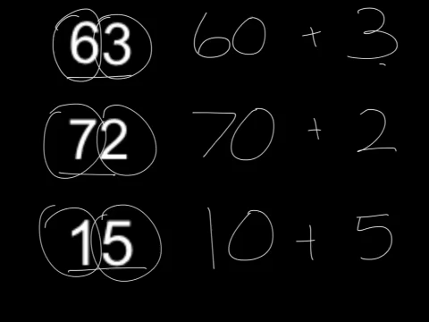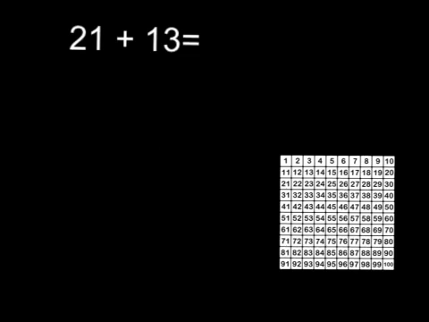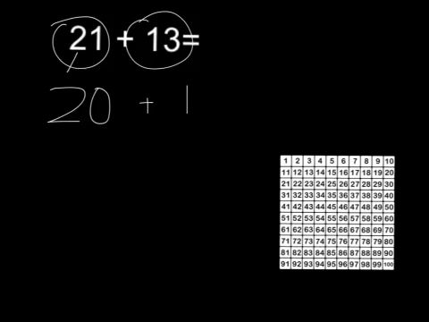Now we're going to use that to help us when we solve some tricky addition problems. So let's have a look here. We've got 21 plus 13. When I first look at that, I think, oh my goodness, they're so big, those numbers. How am I going to add those together? But I'm going to use partitioning. So let's have a look at our first number here. We've got 20 and 1. Okay, and then this number here, we've got 10 and 3.